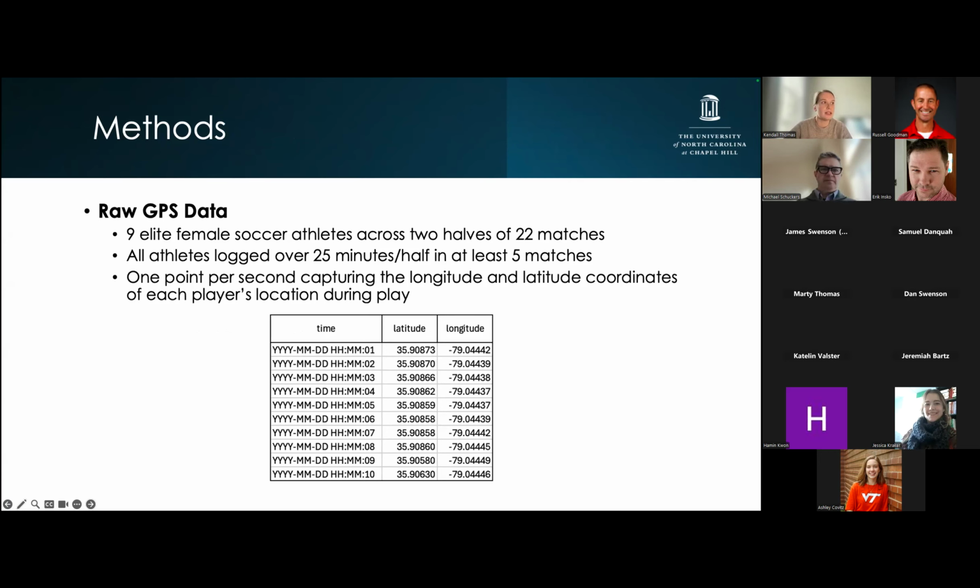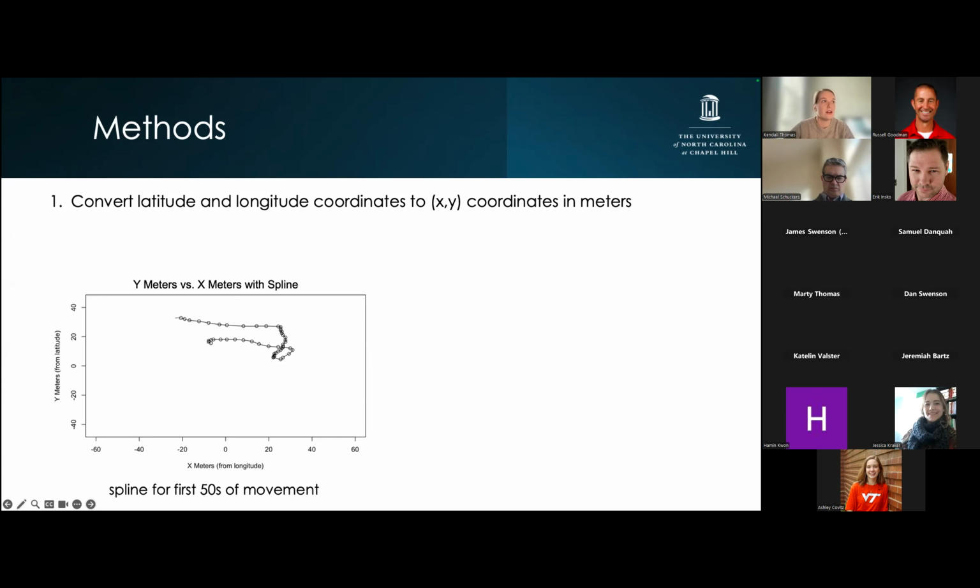And so we basically have 1 point per second capturing the longitude and latitude coordinates of each player's location during play. And so this is kind of a mock-up of what the data set looks like in the raw data. So you can imagine for every second of every practice of every game, for every player, we have data that looks like this. And so that's going to be tons and tons of rows of data. And so to start out with, we converted the longitude and latitude coordinates to XY coordinates in meters, just because that's going to be easier to work with and understand, since typically we measure speed and acceleration in meters per second squared, that type of thing.